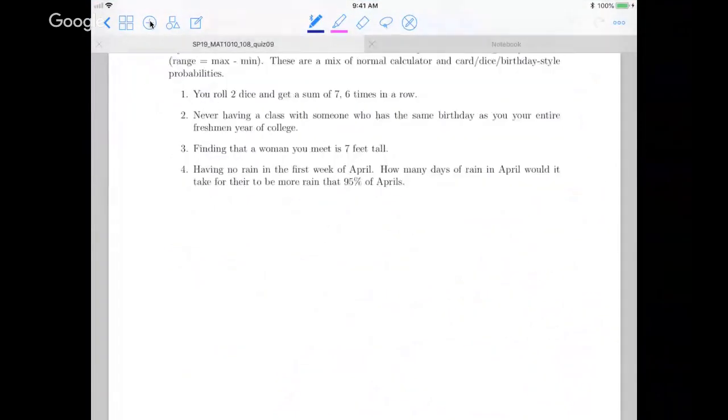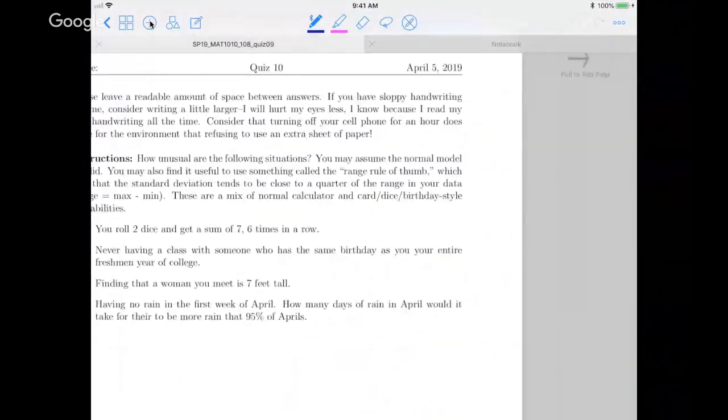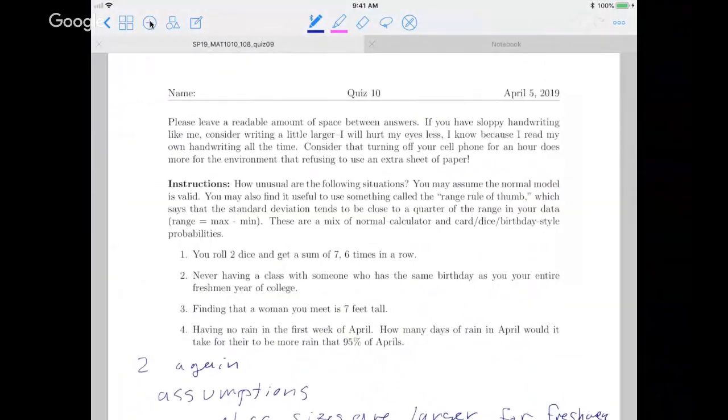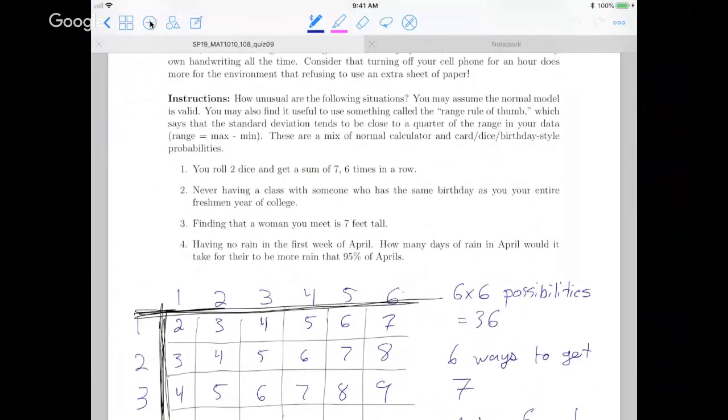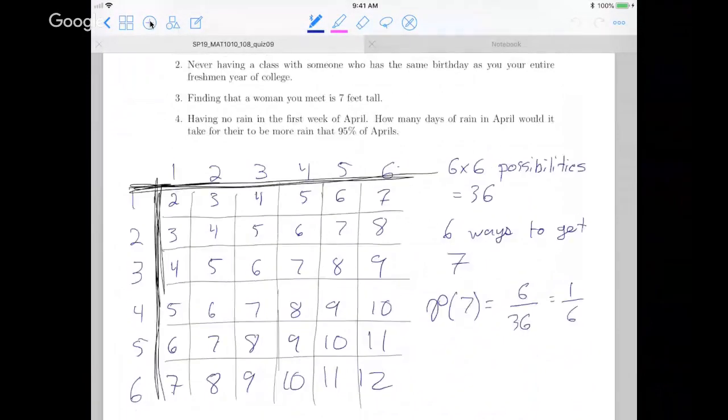It says 9, but it's really 10. Let's go back over here. Okay, so number one. What do we have here?